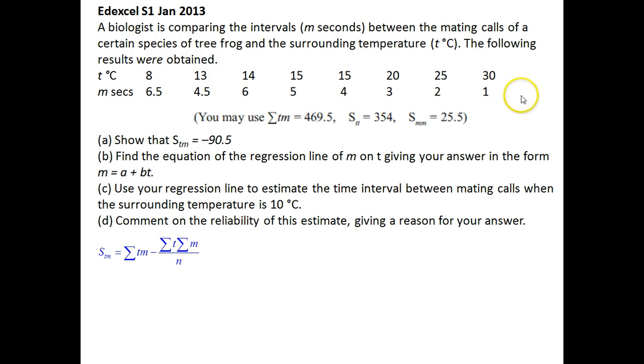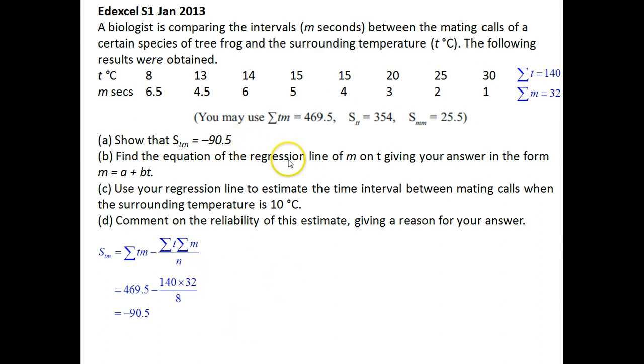So we need to work out the sum of t and the sum of m. Adding up all the t's, we get 140. Adding up all the m's, we get 320. So our S of Tm is 469.5 minus 140 times 32 over 8. And we get minus 90.5 as suggested.